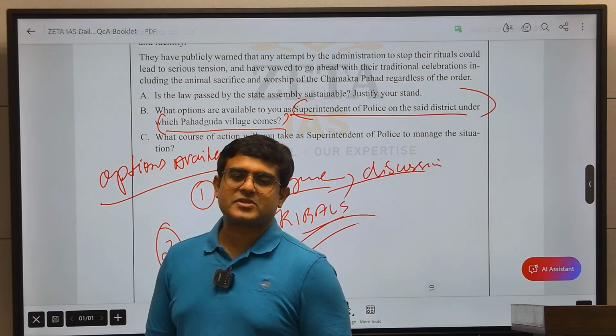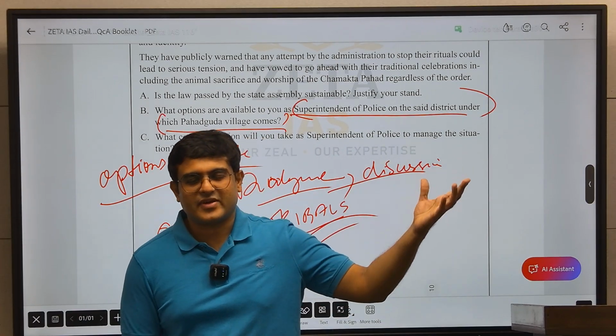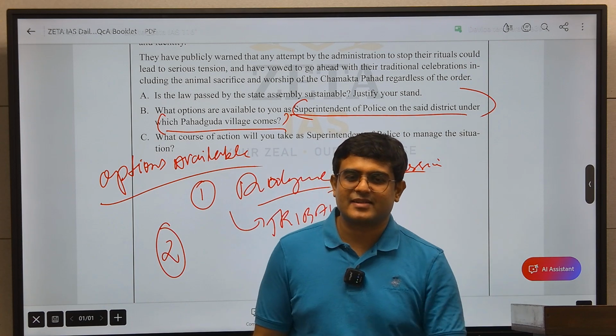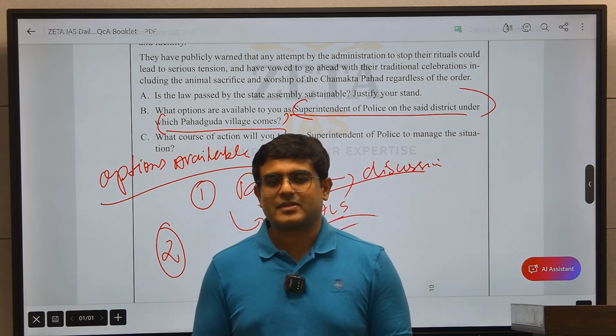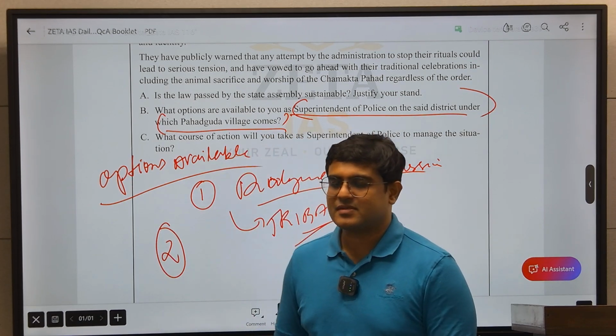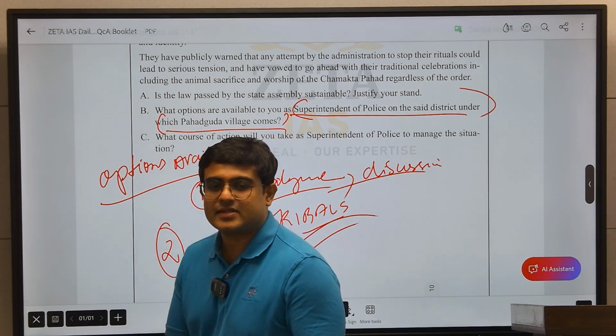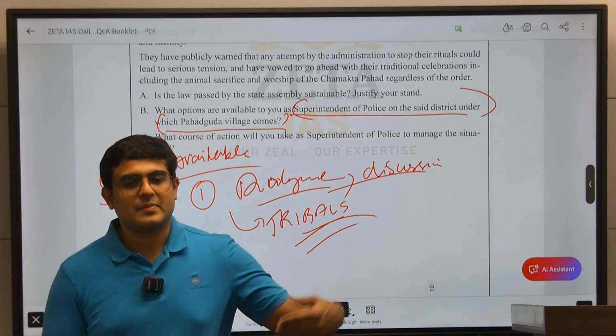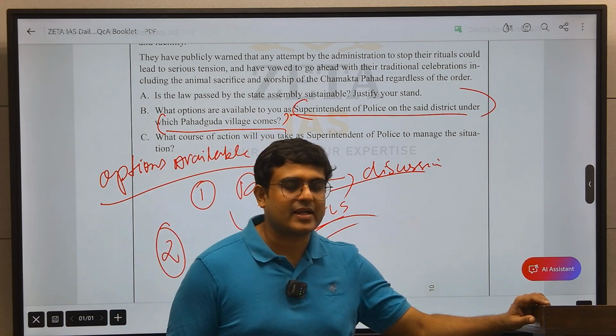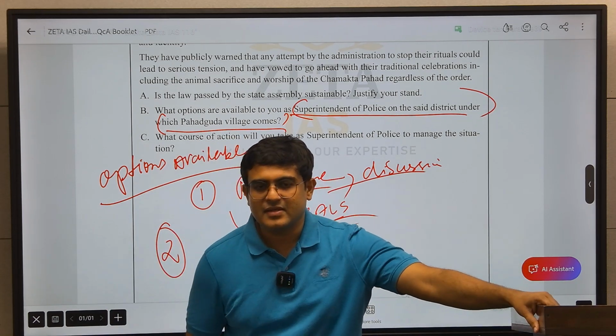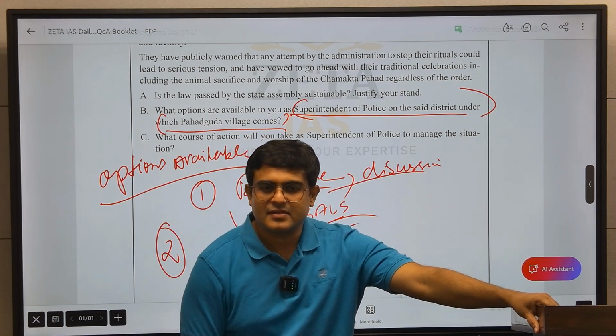That can be one option. Or you can say sacrifice some coconuts, etc. there at Chamakta pahad. That can be an option. Third option can be connect with the district administration, tell them about this issue, so the district administration can connect with the state government.